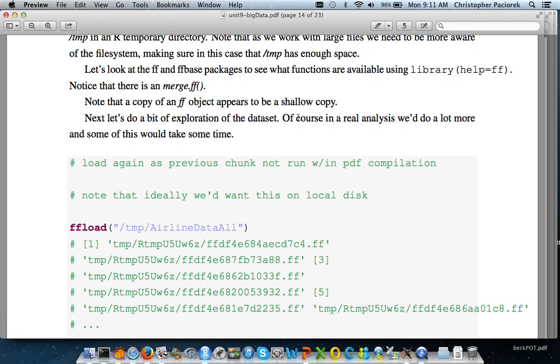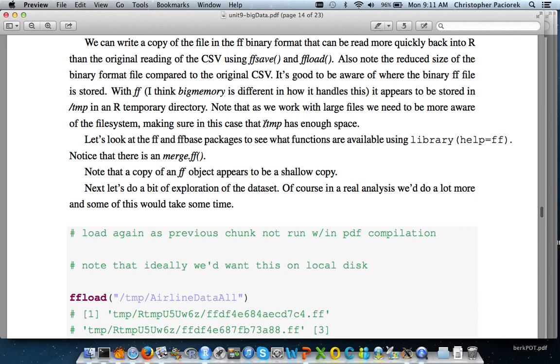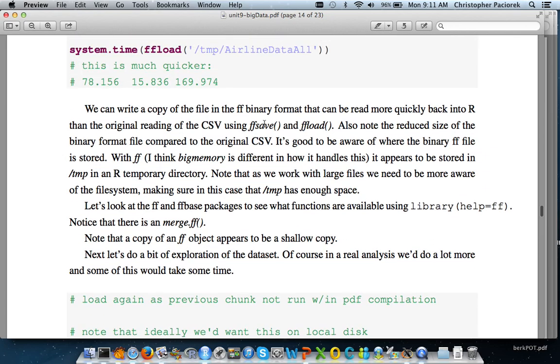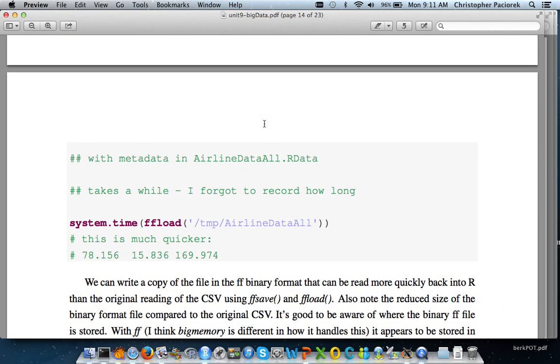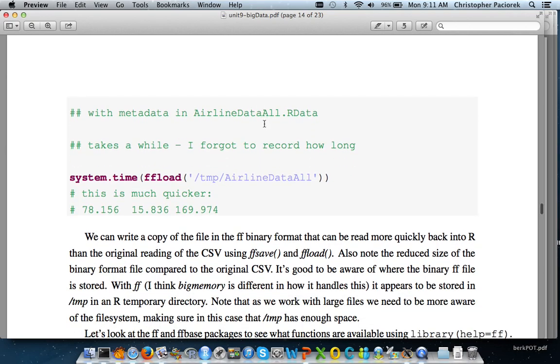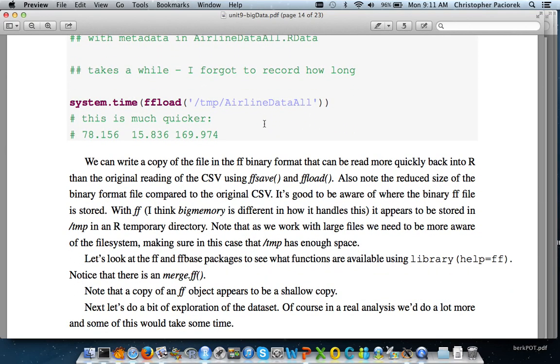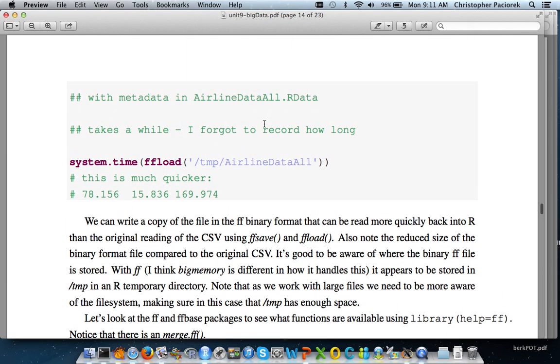Okay, so we left off last time on Unit 9, reading in the airline data set, which was this big government data set of airline delays and takeoff times and those sorts of things. Okay, so any questions picking up from there?